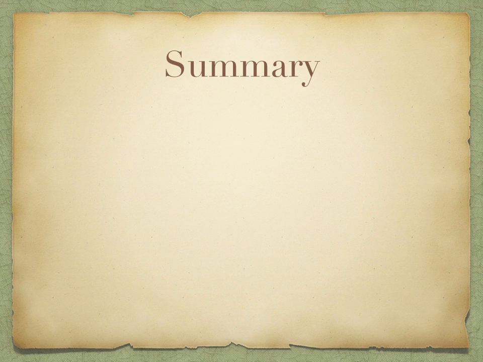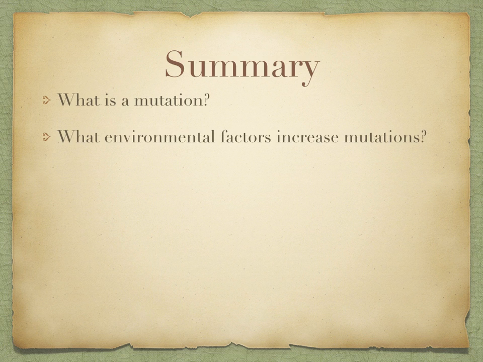Okay, in summary, what have we looked at? What's a mutation? This is a spontaneous change to the genetic material. What are the environmental factors that increase mutations? You've got ionizing radiation, ultraviolet radiation, and chemical mutagens. Do you remember what a gene mutation is? This is a change in the DNA sequence that can affect the amino acid sequence.